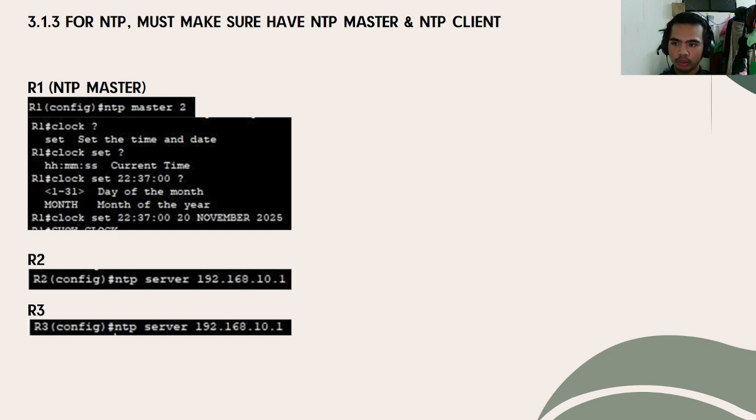So for part 3.1.3, for NTP, we must make sure there is an NTP master and NTP clients. So for R1, which is the NTP master, the command is ntp master 2, and then clock set to set the time and date, changing the current time and the day of the month. And for R2, the command is ntp server 192.168.10.1, and the same thing goes for R3, which is ntp server 192.168.10.1.